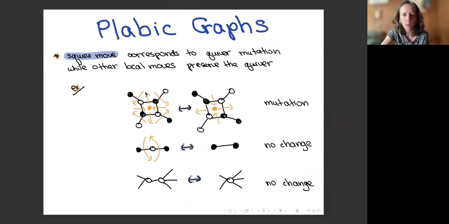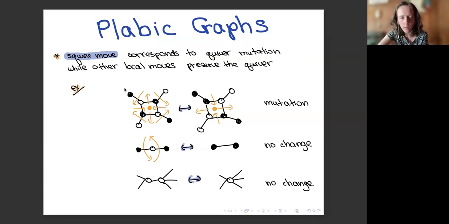Now we had this square move, and a nice question as well: how do these local moves, we had three local moves, affect the quiver that we just defined? The correspondence is as follows. Whenever you have a square move, it actually corresponds to a quiver mutation. That's really nice. Square moves mean that the associated quivers get mutated at that vertex, while the other local moves do not affect the quiver at all.